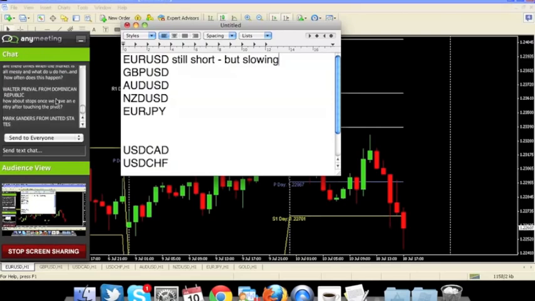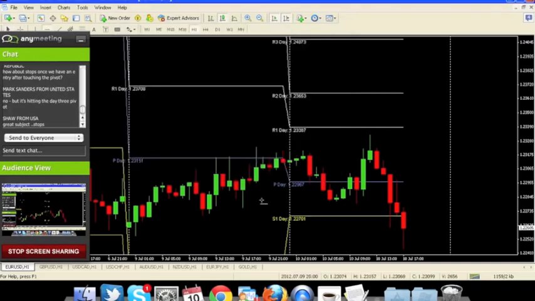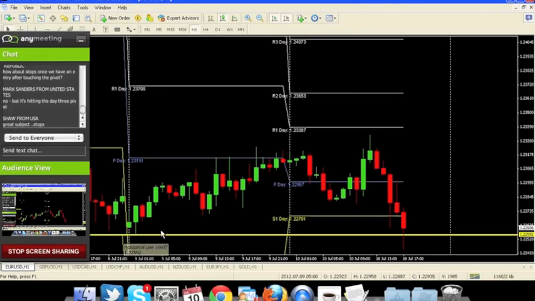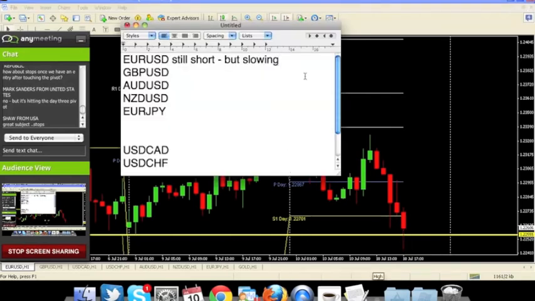Next question is from Mark Sanders: no, but it's hitting the day 3 pivot point. Okay, it's hitting the day 3. Mark, very good look. Nothing on day 1. Why did it bounce around here? That's nothing from yesterday, but 3 days ago, or on the 3rd day, we have a line here. It's bouncing off of this. All right, so now we have some more information. Support. So it's still short, it's slowing down, and we have support.